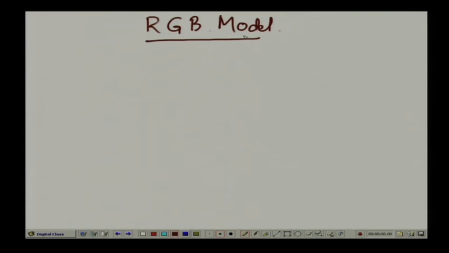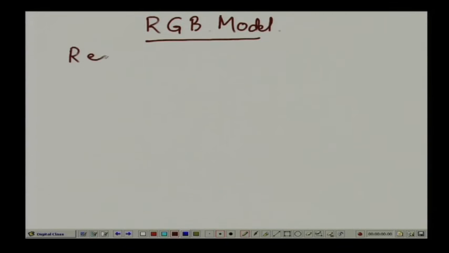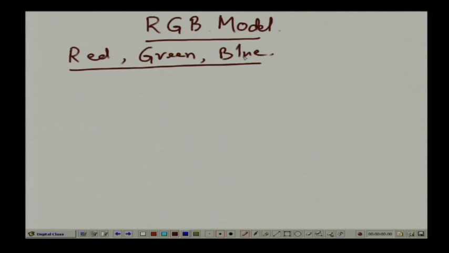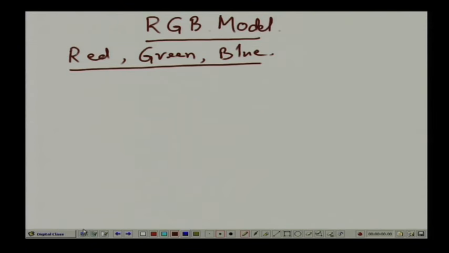As we have said, in the case of RGB, a color image is represented by three primary components, and the primary components are red, green and blue. These are the three color components which, when mixed in proper form in appropriate proportion, generate all possible colors. Our RGB color model is based on the Cartesian coordinate system.